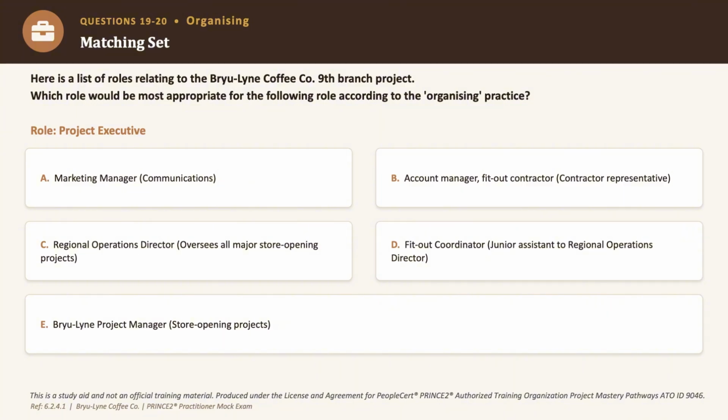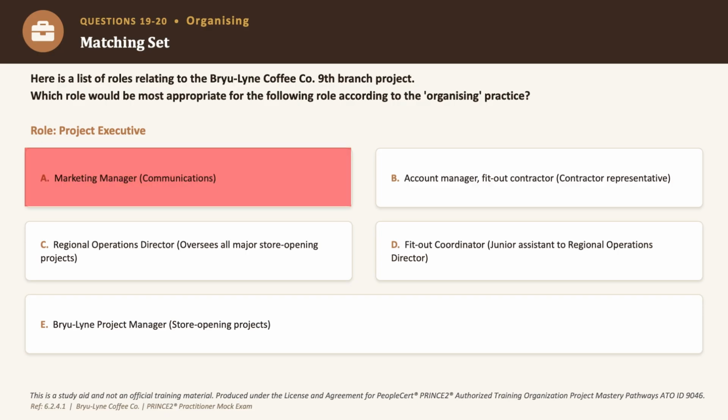Okay, so here is a list of roles relating to the Brewine Coffee Company 9th branch project, and the role in question is project executive. Okay, so which role would be most appropriate for the project executive role according to the organization practice? Now option A says marketing manager because they handle communications. Now that's quite a stretch, right? Because communications has nothing to do with single point of accountability for the project. So an incorrect answer choice.